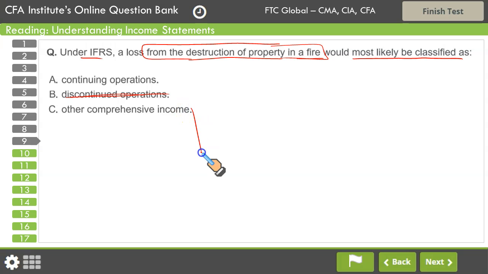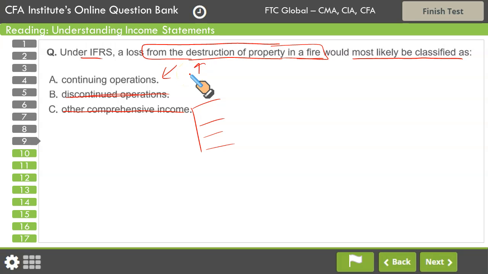Other comprehensive income, as I just told you, there are 4 specific types of transactions we report in OCI: available for sale debt securities unrealized gain and loss, pension issues, foreign currency translation, and gain and loss on the effective portion of a cash flow hedge. None of these transactions is given here, so it cannot be in other comprehensive income; it has to be in continuing operations.